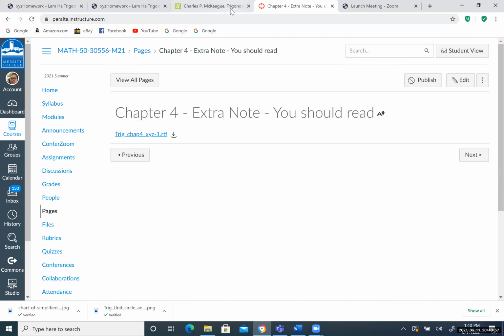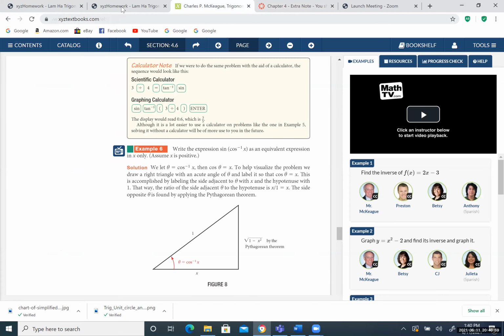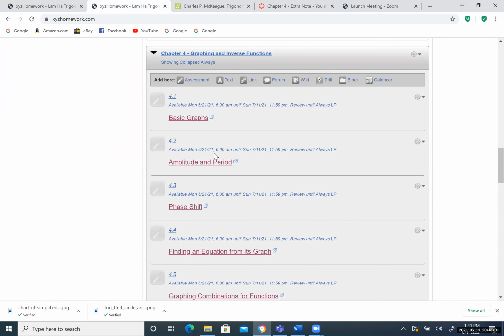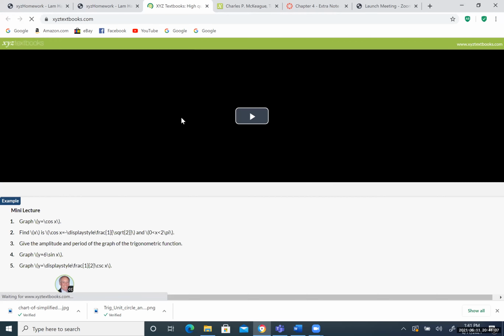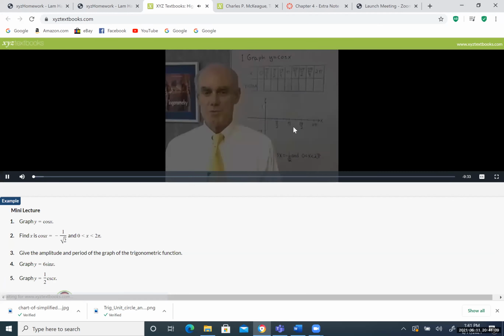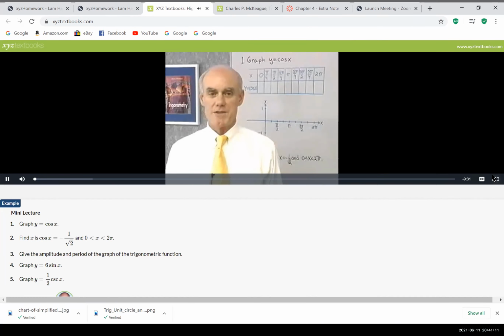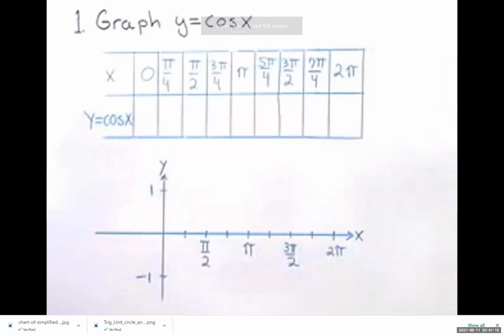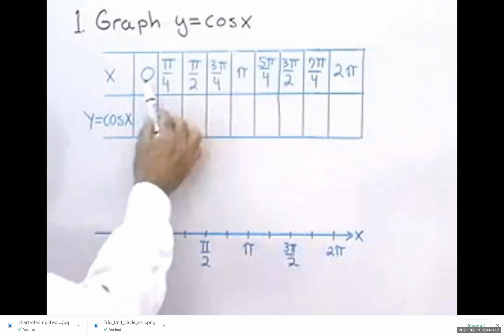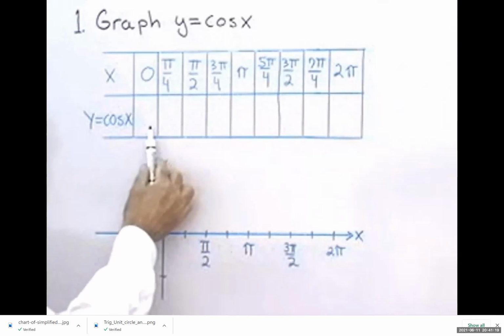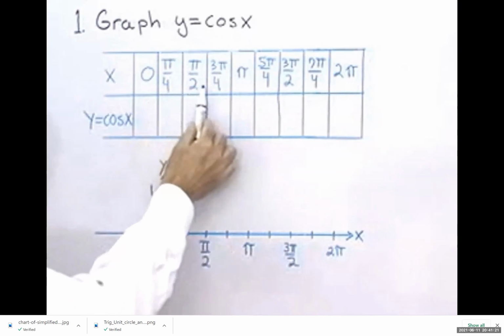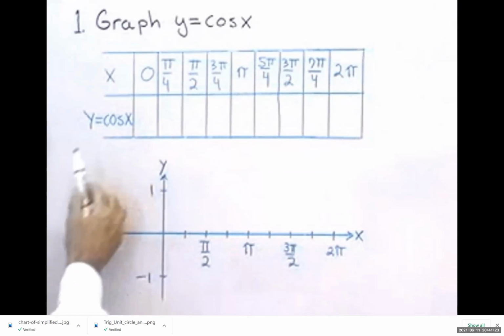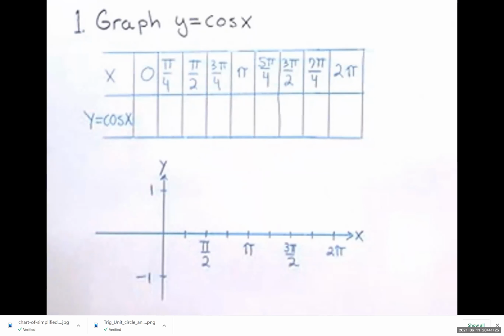Okay, so let's go back to the lecture page. 4.1. Next, we want to look at some of the basic graphs of the trig functions. Our first one is y equals cosine x. Written over here, graph y equals cosine x, and I thought we'd make a little table to begin with where x is in increments of pi over 4, and then we'll write the corresponding values of y equals cosine x.